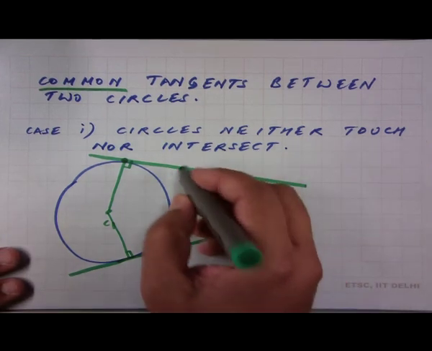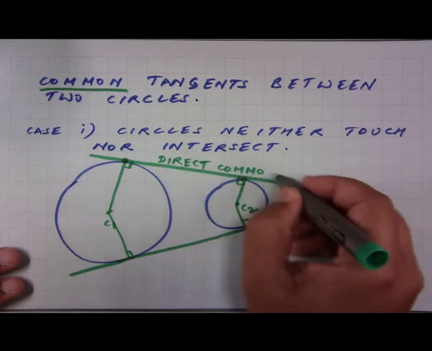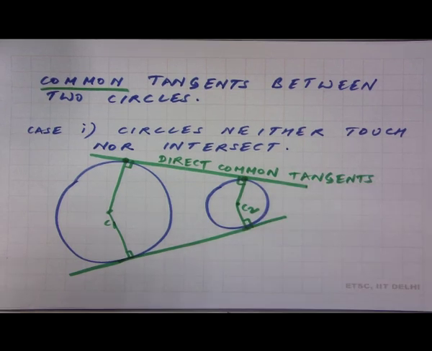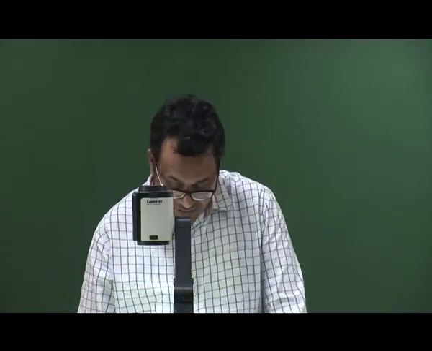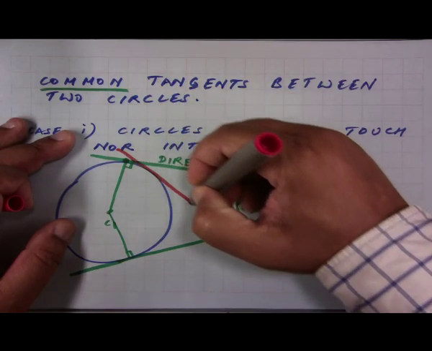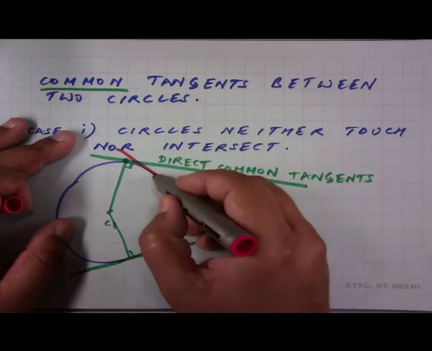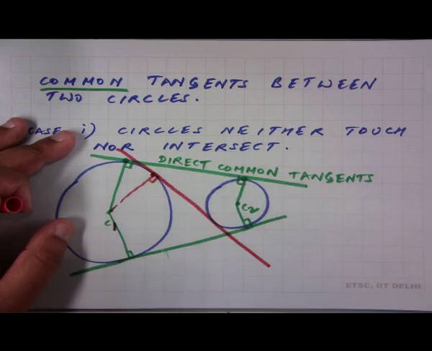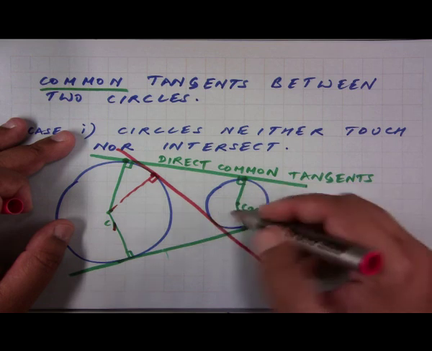These two tangents are called direct common tangents. But apart from these two, we still have two more tangents which are called transverse tangents, and they are like this. As we can see, this red line is a tangent to the first circle at this point, and the same red line is a tangent to this other circle at this point.